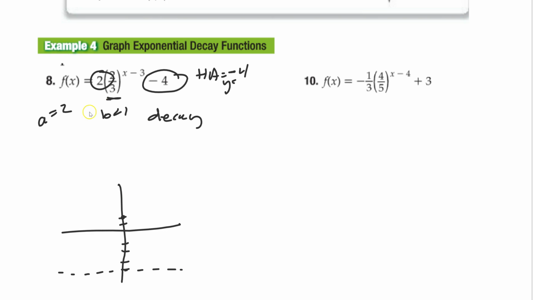And then what I'm doing is moving my whole graph down 4. So you start at 2, I'm going down 4, so I'm right here. But then I've got to move it, inside opposite, right 3. So it's going to go 1, 2, 3. So right here. That's the crux of my graph, right? Now again, it's a decay graph, so I'm going to go down here, and I'm not going to go past that line.